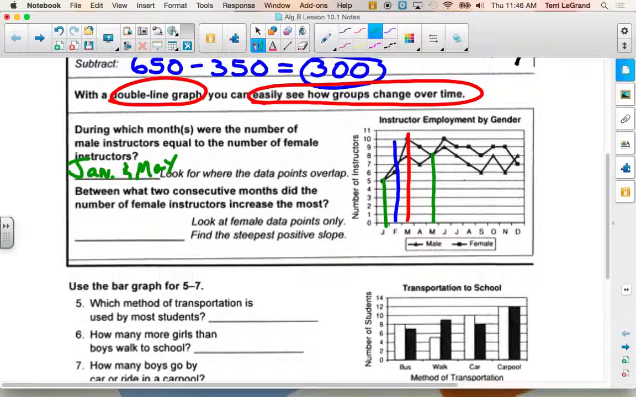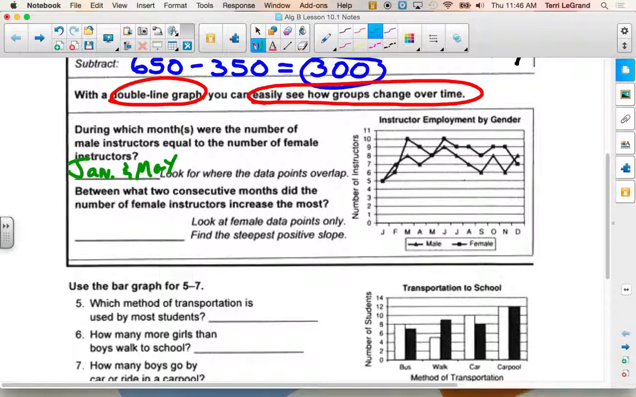And then it says between what two consecutive months did the number of female instructors increase the most? Do we even have to look at the ones with the triangles on? No, we only want to look at between the squares. We want to see where is the steepest slope. January, or I mean May, June. March. From which month to which month? From March to June. Okay, now, it should really only be from one month to, between what two consecutive months?